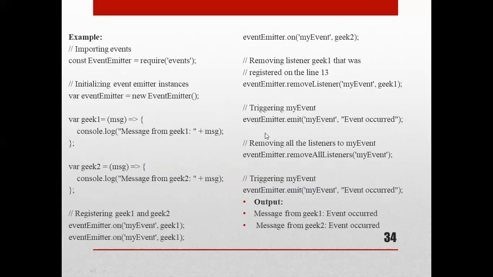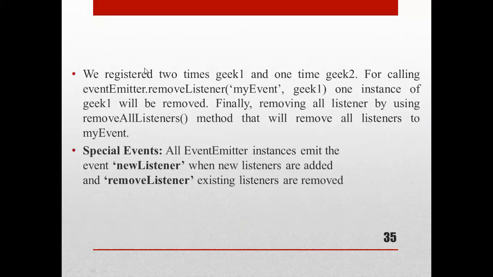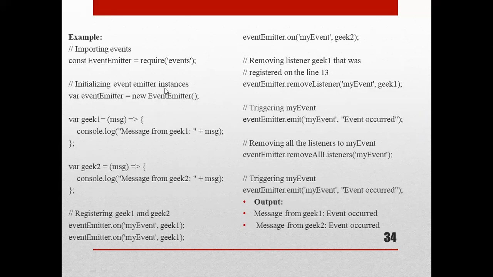Then here we will see one example which has importing events, then initializing that event, then registering events, triggering those events, removing a single event, and removing all the events. First, import the events module using the require function, then initialize the event. We have seen how to import the events and how to initialize the EventEmitter instances here.